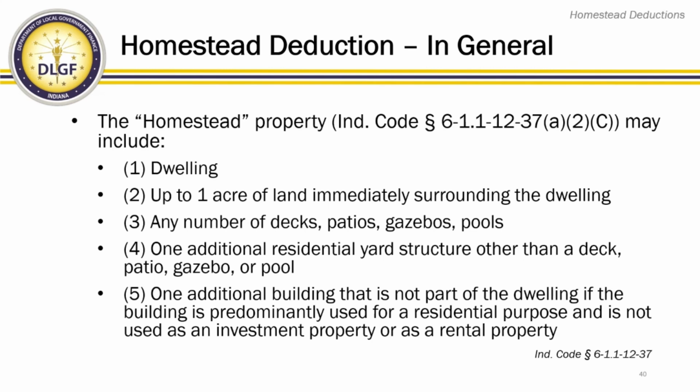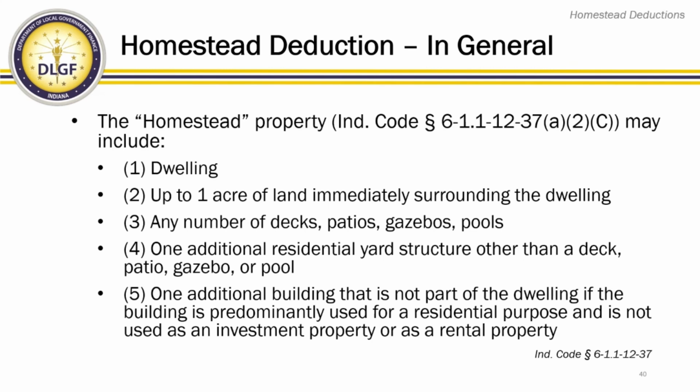But in addition to that, they specified in the 2023 legislation that any number of decks, patios, gazebos, and pools are considered to be a part of the homestead. One additional residential yard structure that is not a deck, patio, gazebo, or pool, as well as one additional building that is not part of the dwelling, if the building is predominantly used for a residential purpose and is not being used as an investment property or as a rental property.